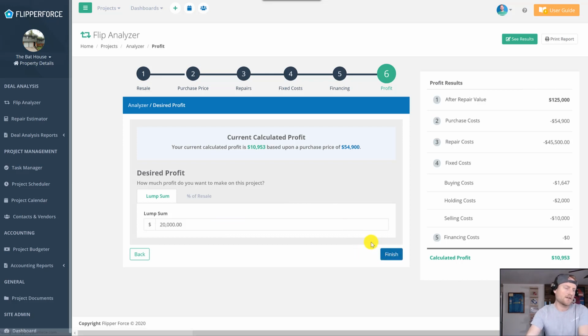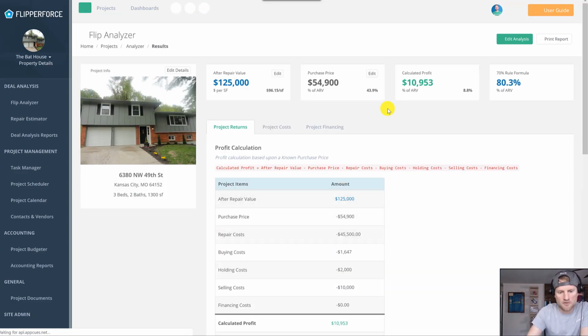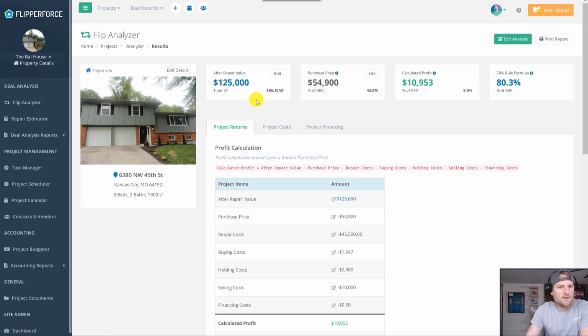And now the calculator is going to tell us a recommended maximum purchase price. So again, this is our results page. You can see at the top we've got the key performance metrics. Right now we're buying it at 80% of the after repair value. If we were going by the 70% rule, we're actually overpaying by about 10%. So we would want to go back and look at our numbers to make sure that we're comfortable with where we're at, because right now we're offering well over the 70% rule.